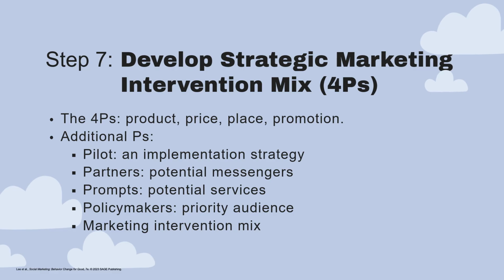Develop strategic marketing intervention mix. The 4 Ps are intervention tools to influence and help the priority audience to adopt the desired behavior. They include product, price, place, and promotional strategies. Some suggest adding to the 4 Ps other components of the social marketing plan that start with the letter P: pilot, an implementation strategy, partners, potential messengers, funding sources, distribution channels, and/or implementation strategies.